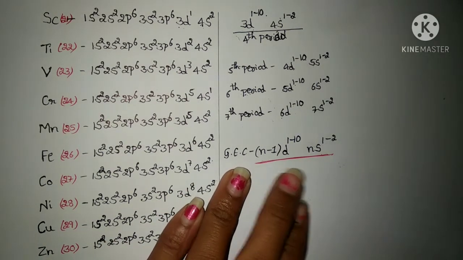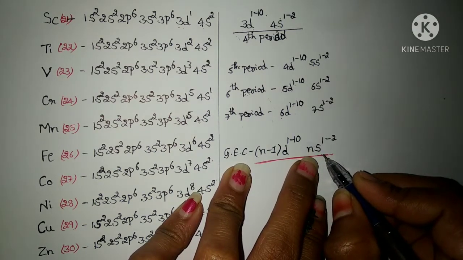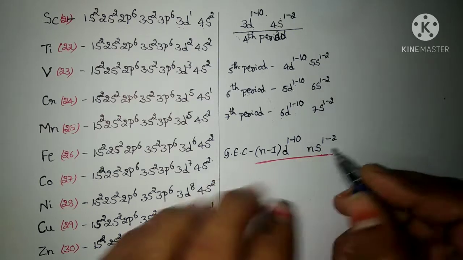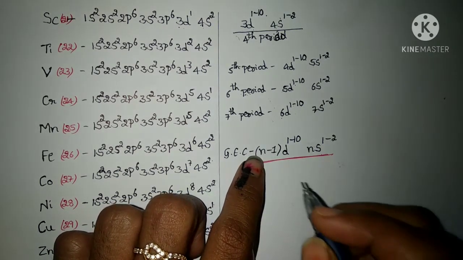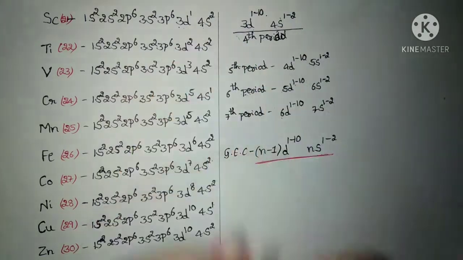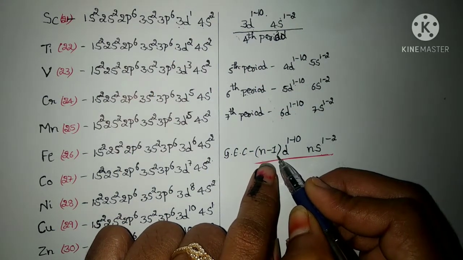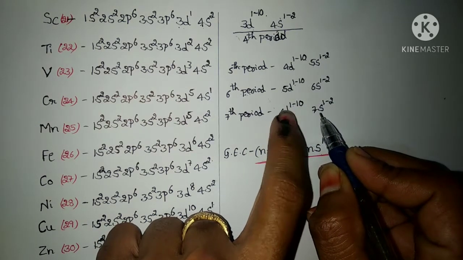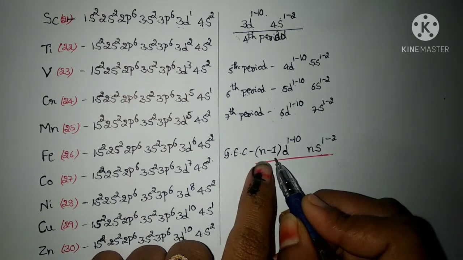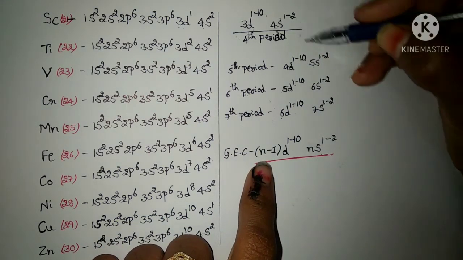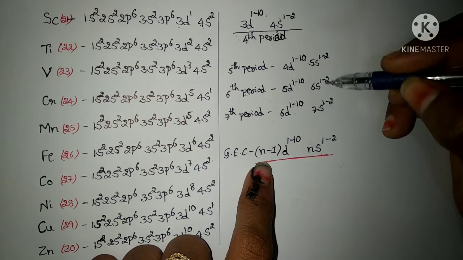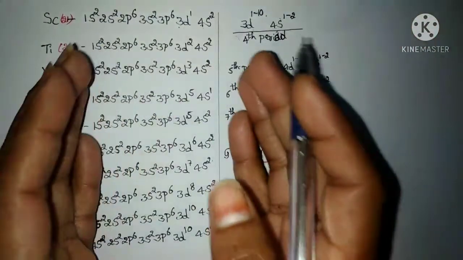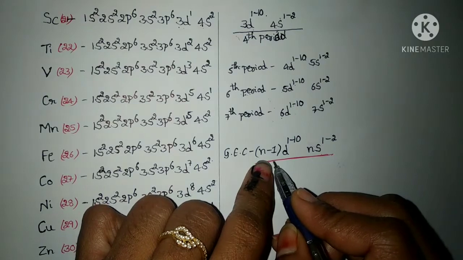Don't get confused, students. Here ns is nothing but the valence shell s orbital, meaning n is the valence shell. And n minus 1 is the penultimate shell, meaning the shell before the valence shell. See here, 7 is the valence shell, and the number before it is 6, so that is the penultimate shell. Its representation is n minus 1. In all these cases, 4, 5, 6, 7 are valence shells, and before them 3d, 4d, 5d, 6d are all penultimate shells.